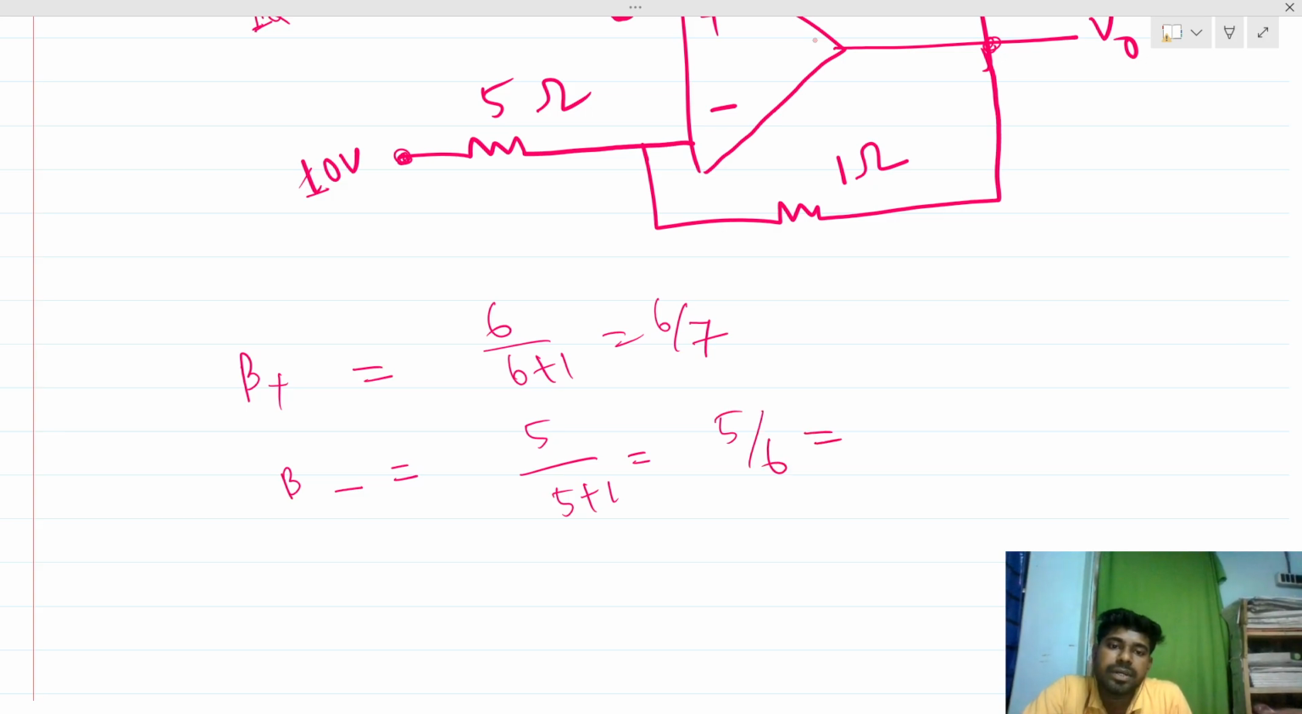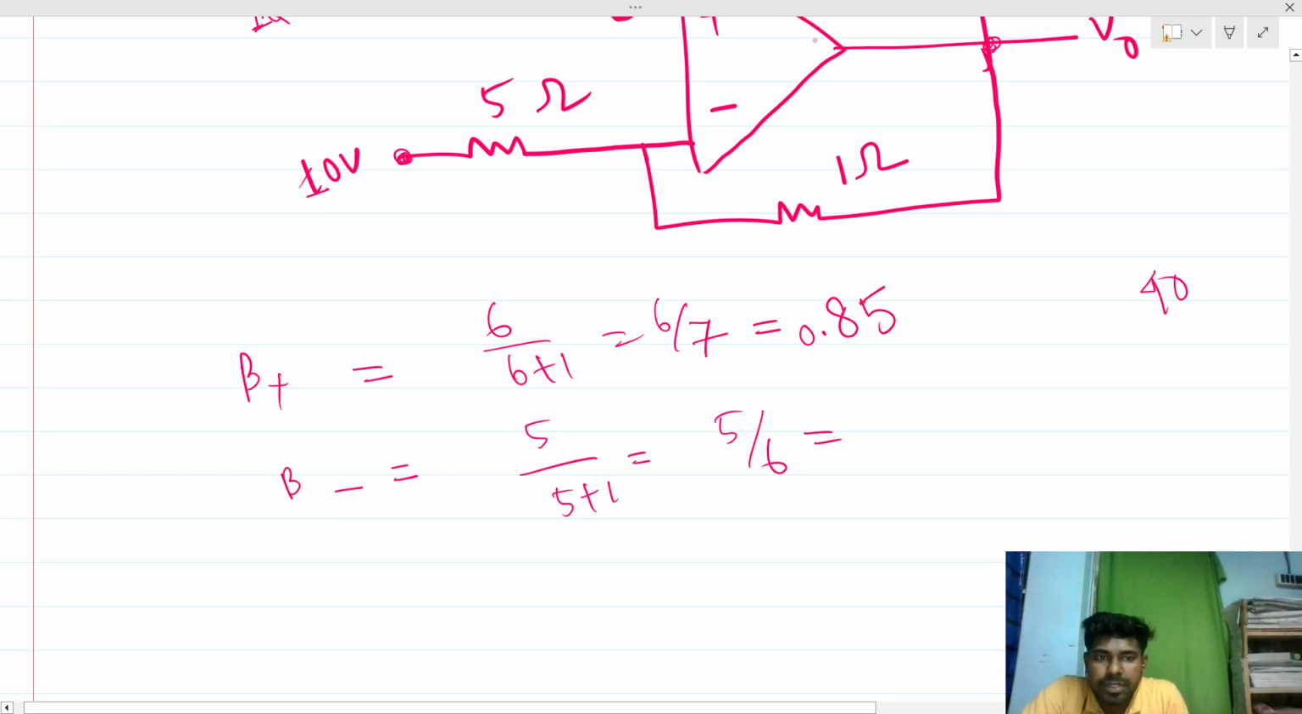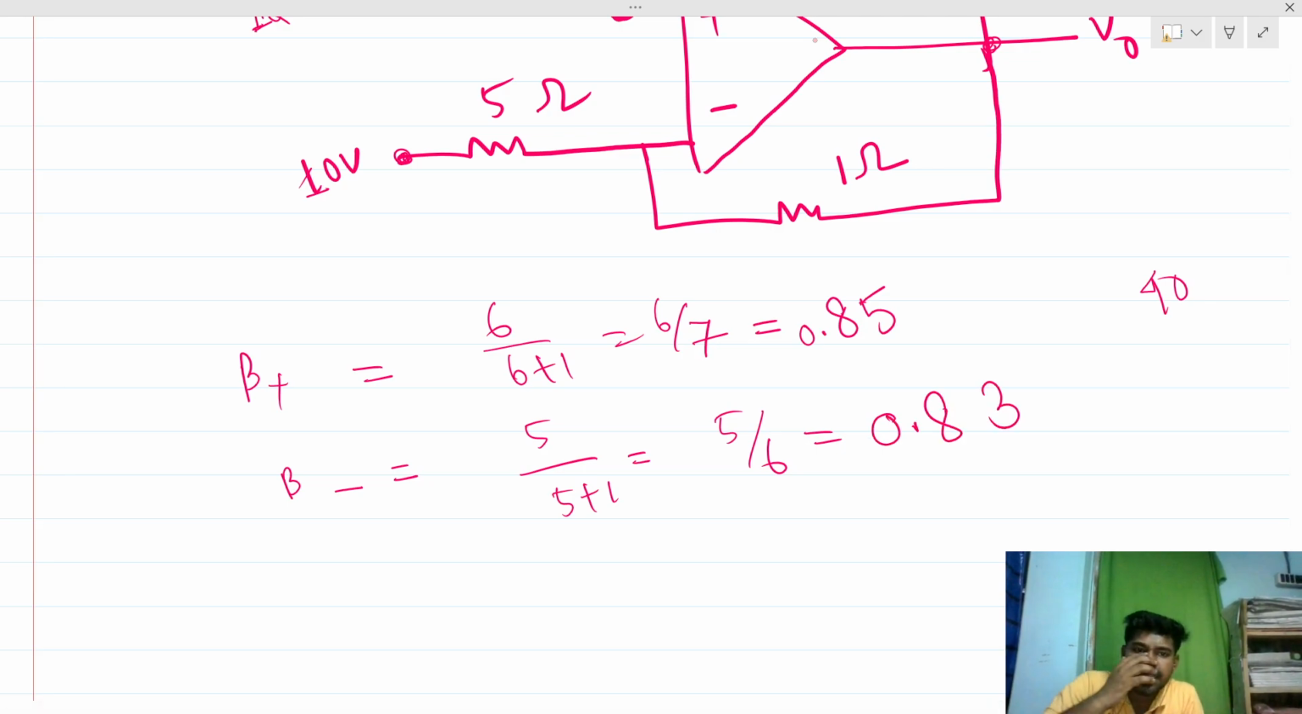Now which quantity is large, you have to calculate that. So this will be nothing but 0.8, this will be 0.8, and this will be 3. So what we can see, this will be like that.